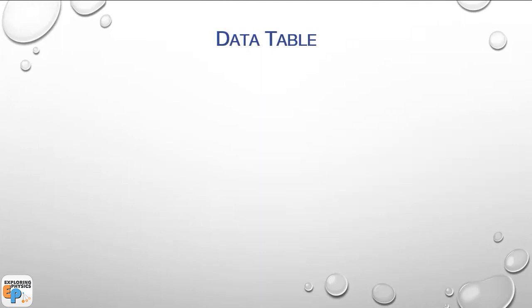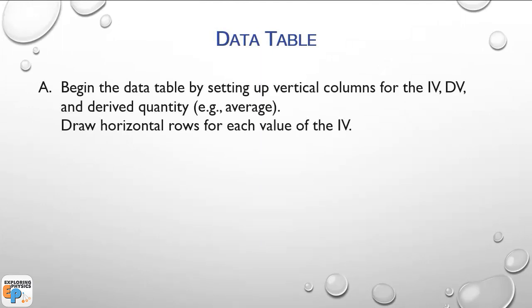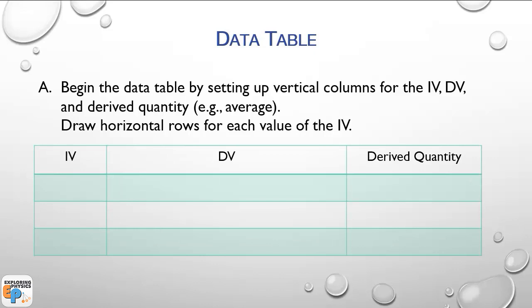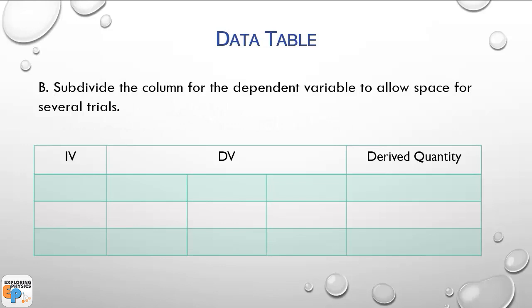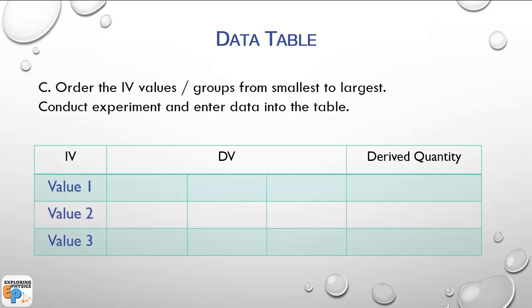Make a data table. Begin the data table by setting up vertical columns for the IV, DV, and a derived quantity if appropriate, for example, an average. Draw horizontal rows for each value of the independent variable. Subdivide the columns for the dependent variable to allow space for several trials. Conduct your experiment and enter data into the table.